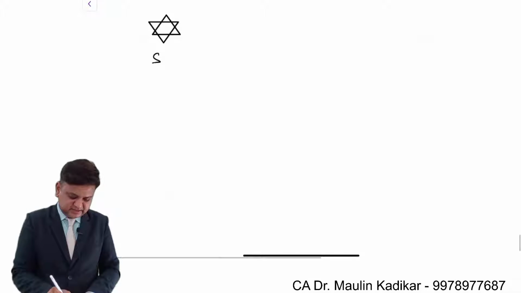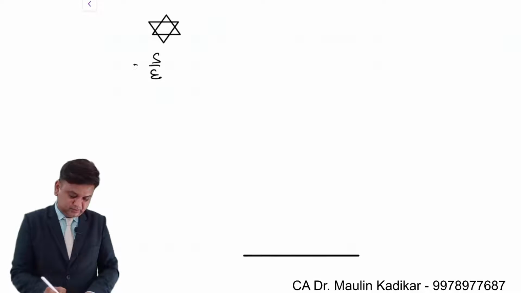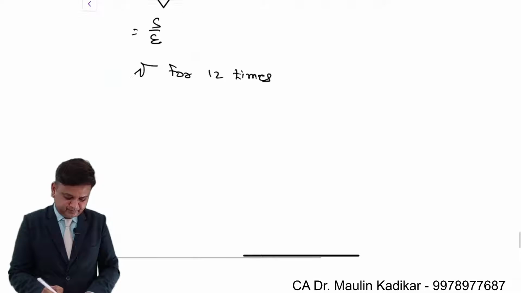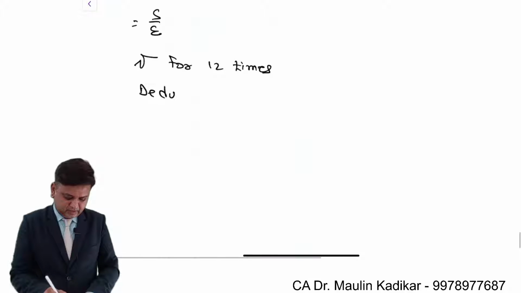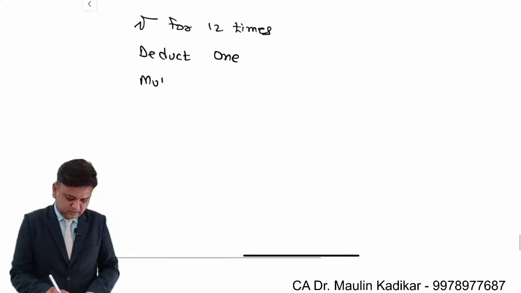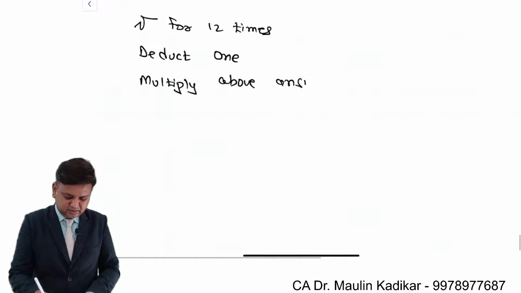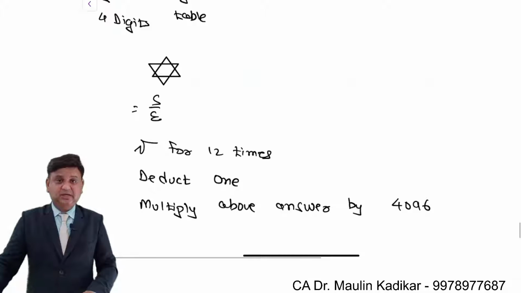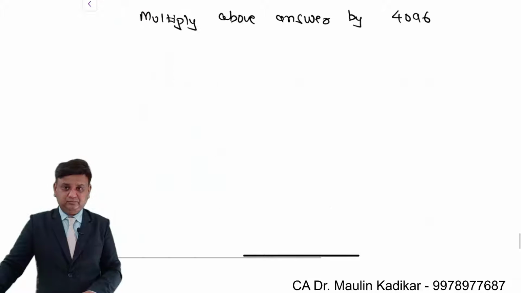In that, S divided by E value, under root for 12 times, deduct 1, multiply the above answer by 4096. These are the 4 steps.